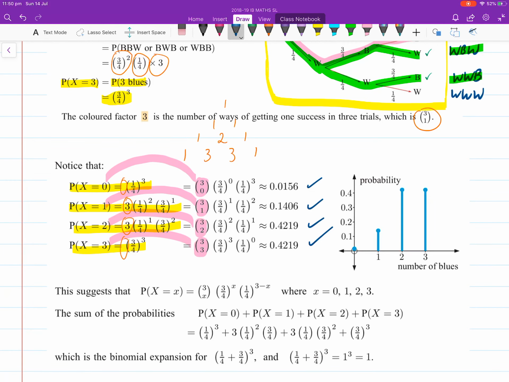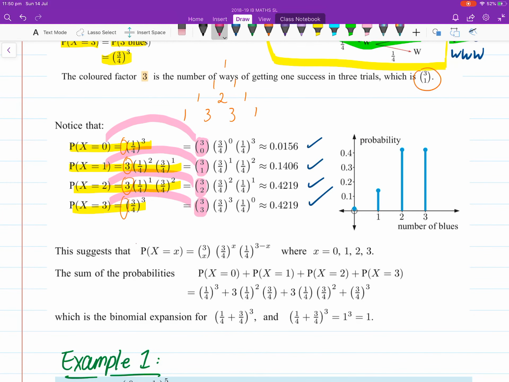And if we want to write it in general form, here it is. Capital P, or probability of your random variable X equal to some number x, is equal to 3 choose x times 3/4 to the power of x times 1/4 to the power of 3 minus x. In our case, little x is 0, 1, 2, or 3. So we could have gotten 0, 1, 2, or 3 blues. Okay.